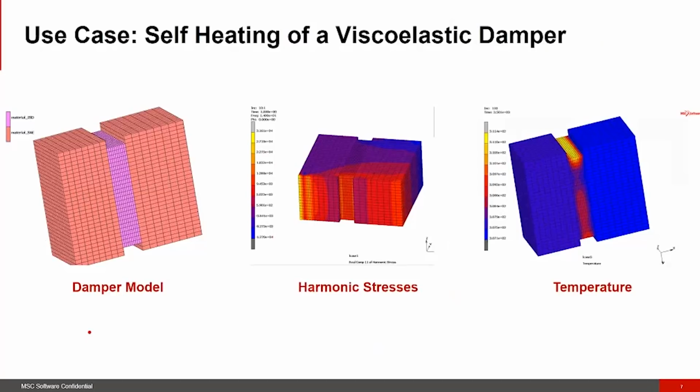Here you can see a sample model of a damper with two metal ends. Generally, we have a lot of models. However, they're not easy to show you because some of them contain proprietary materials. So unfortunately, we have to show you the simple ones. You can see in the left image the damper model. In the middle one, we have the harmonic stresses that were calculated in the harmonic load case. And then followed by a thermal load case where you can see the temperature distributions.